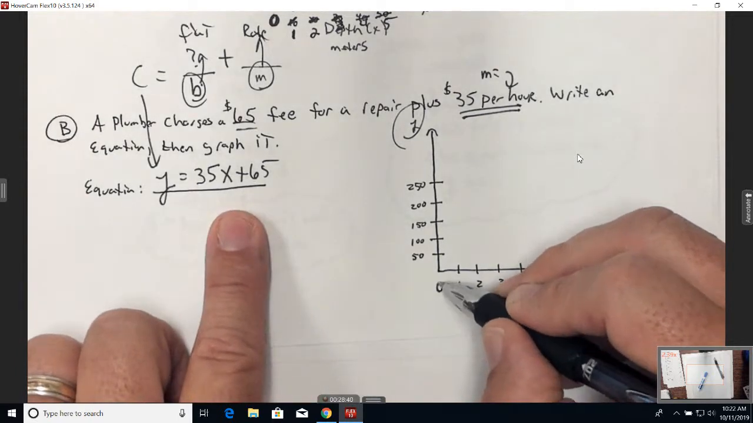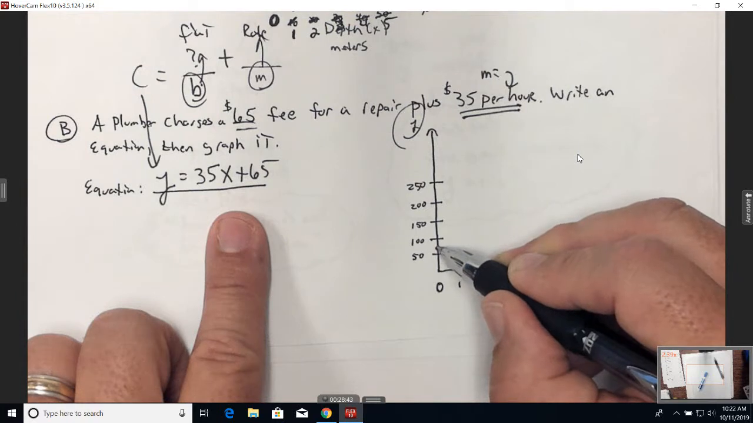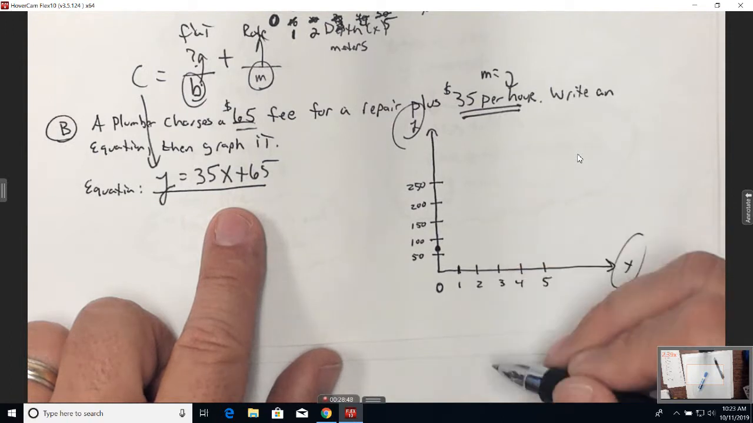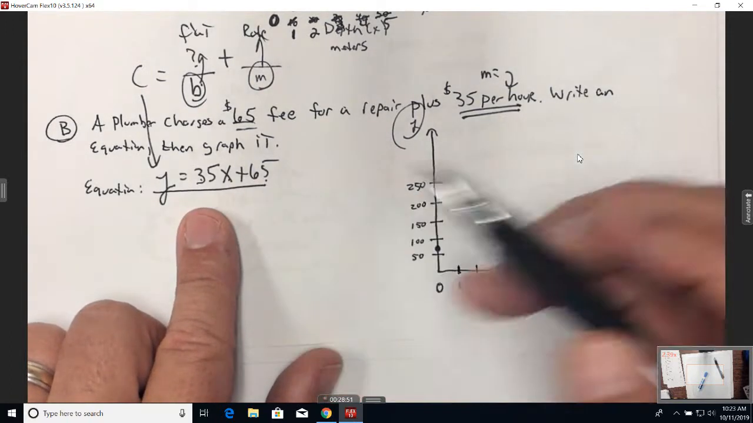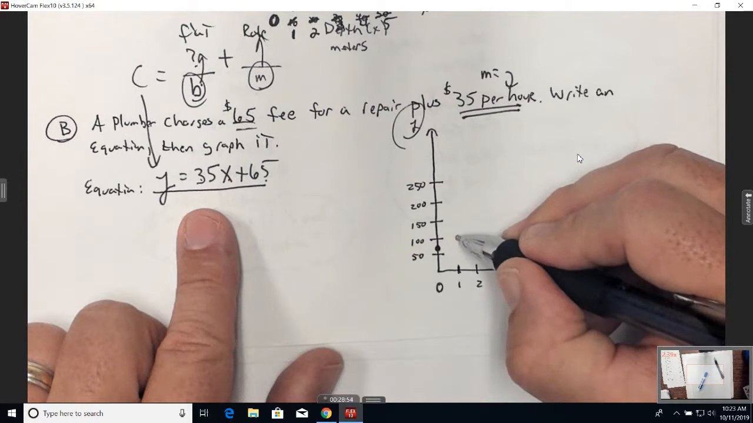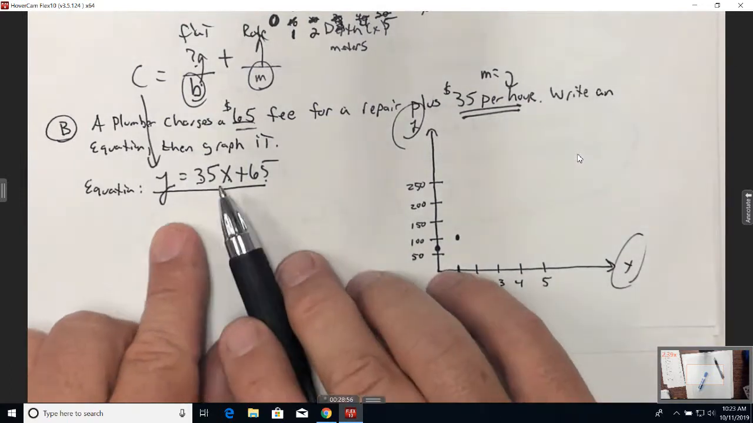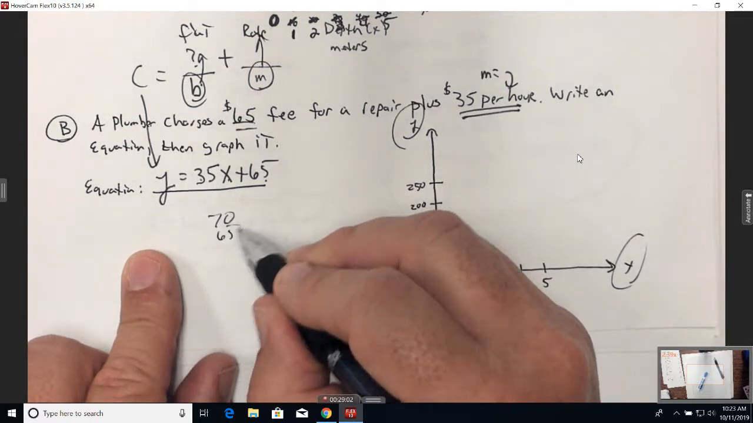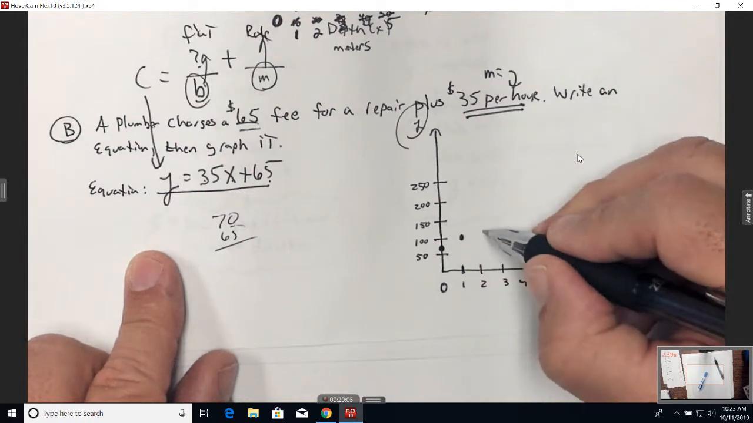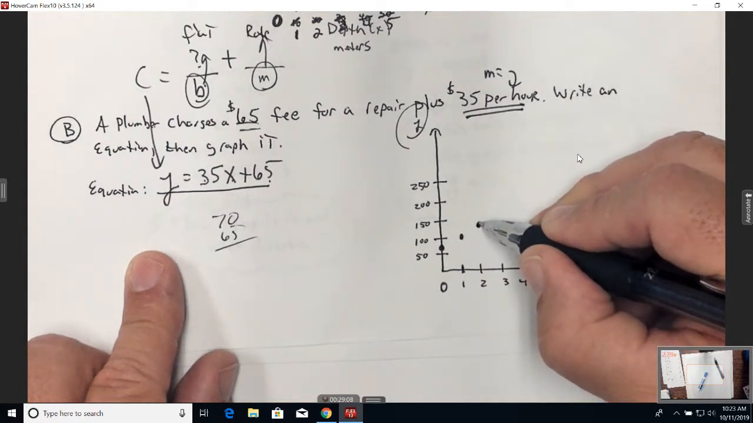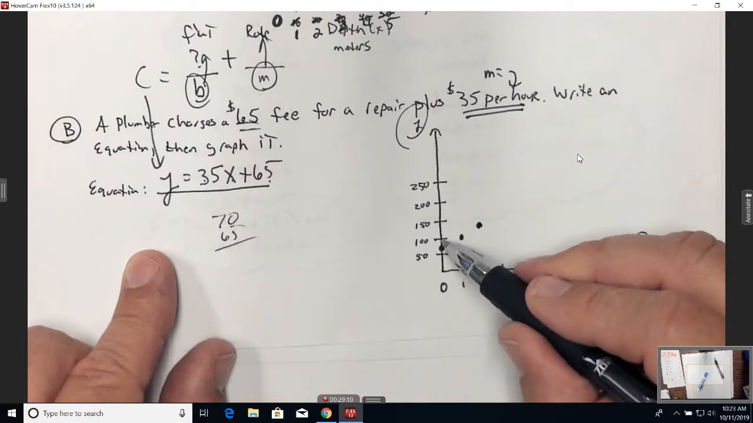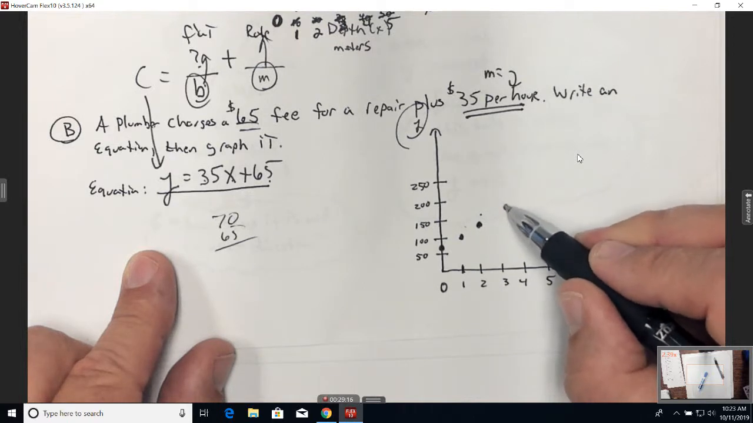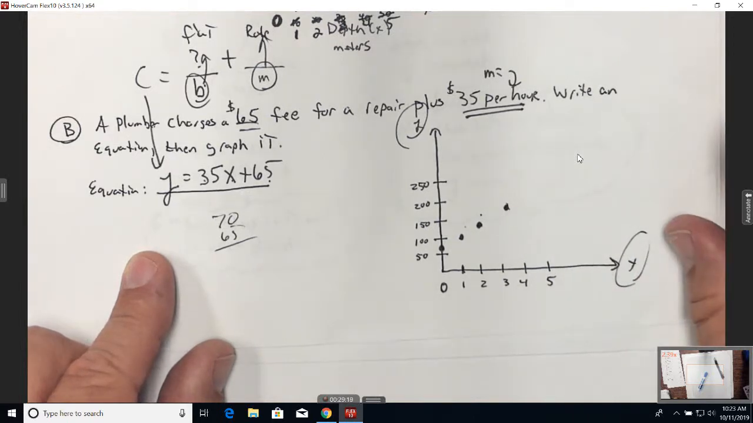If he shows up and works 0 hours, what's the pay? About $65, about right there. What if he shows up for 1 hour? What's the pay? 35 times 1 plus 65 is $100. What about for 2 hours? That'd be 35 times 2, which is $70, plus 65 would be $135. Somewhere about right in there. If I continue this out, that's the same thing as rising 35, running 1, rising 35, running 1, and so forth and so on for each hour that he's working.